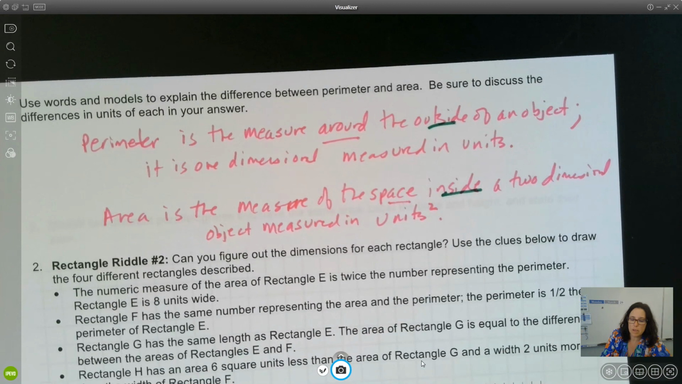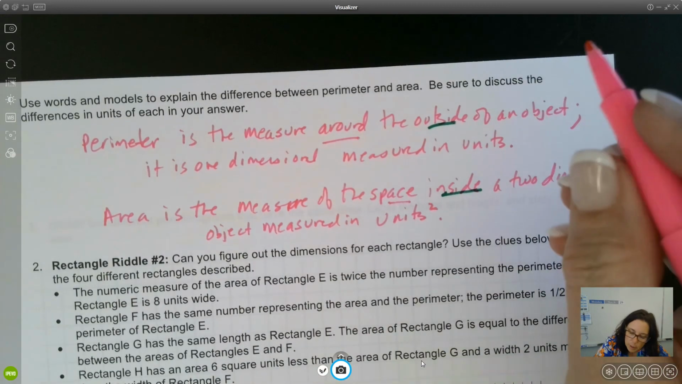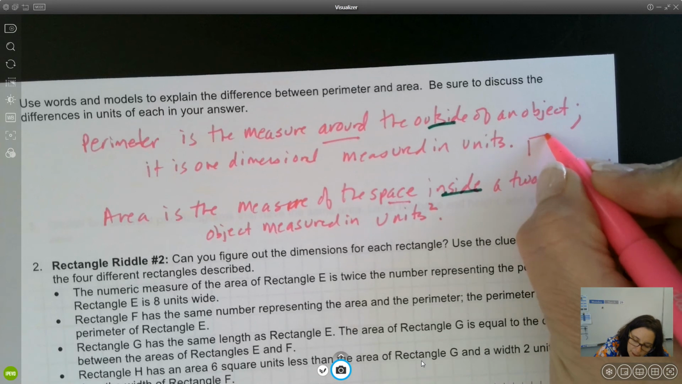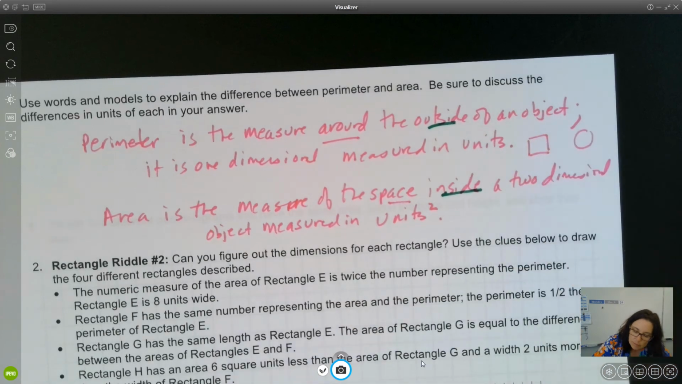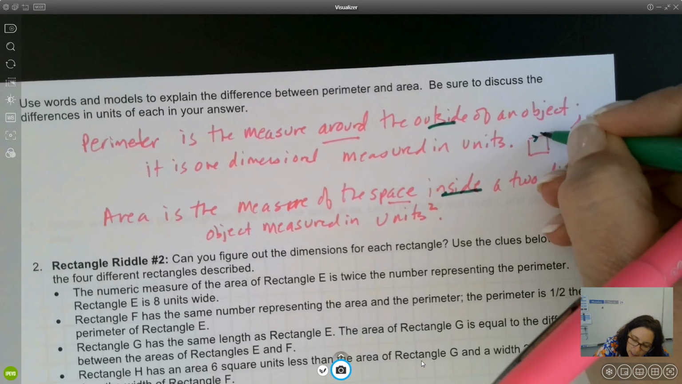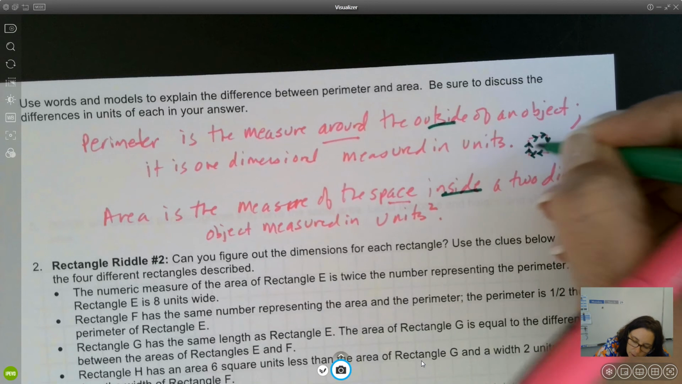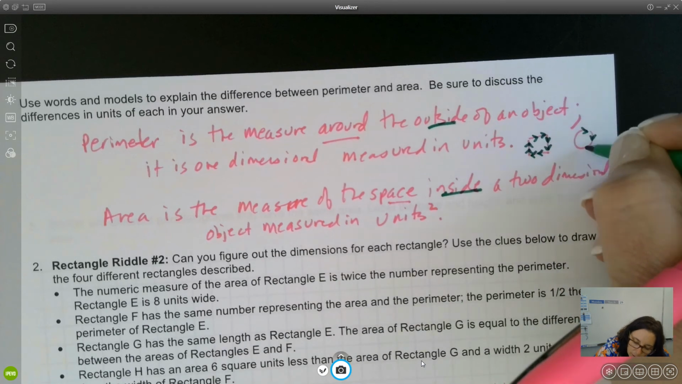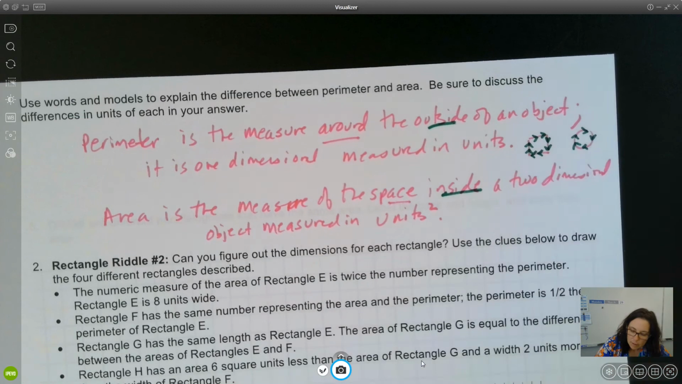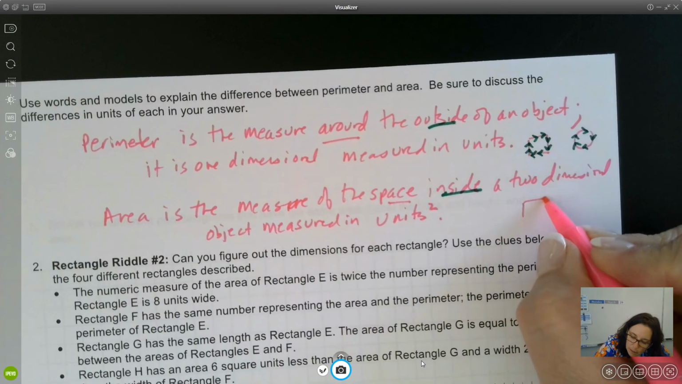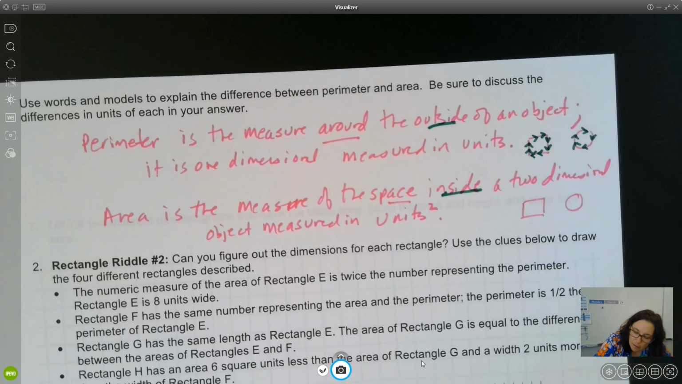Okay, so think of a couple of examples could be, so kind of adding up this outside for perimeter. Okay, and then this guy would be the space inside here. Okay. All right. Riddle number 2.